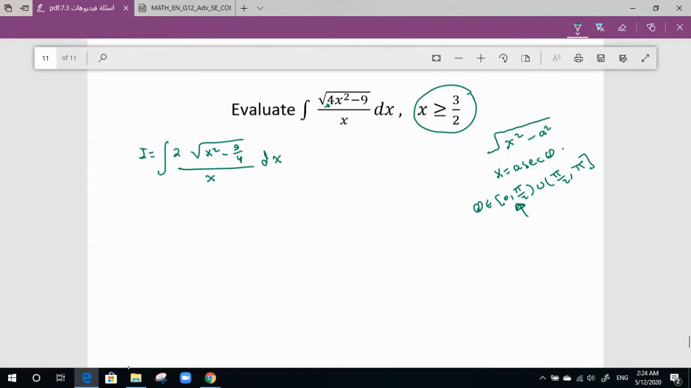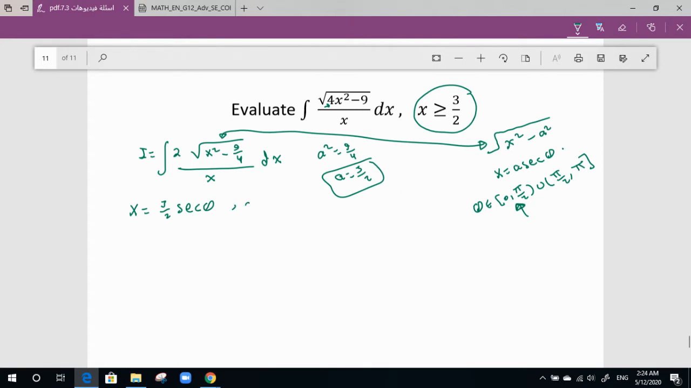Now, if we look here, the case is the same as the case which we know before. What is a squared? It's 9 over 4, so a equals 3 over 2. So here I will take x as 3 over 2 secant theta, and theta in the first half of the domain, from 0 to pi over 2. If they give me here the domain x less than or equal to negative 3 over 2, I will choose the next one, from pi over 2 to pi.